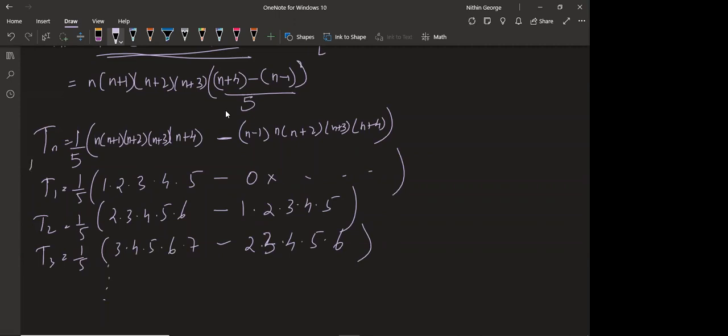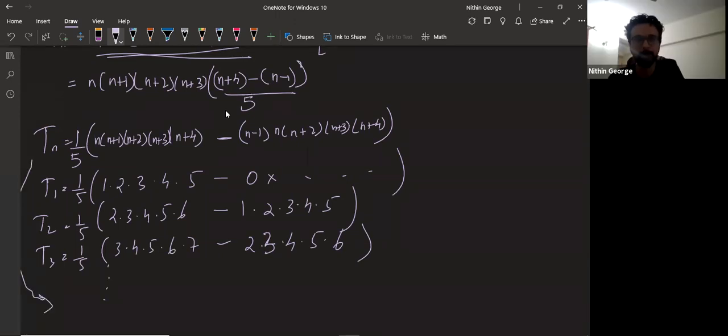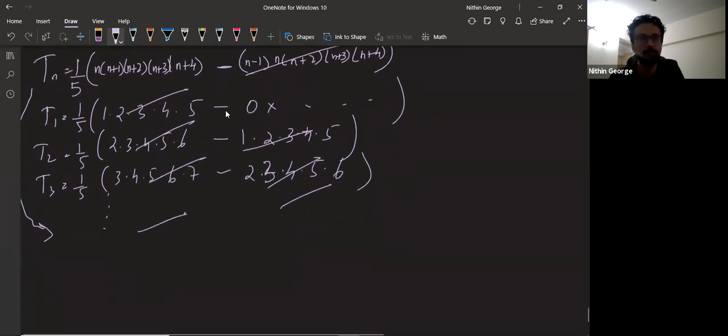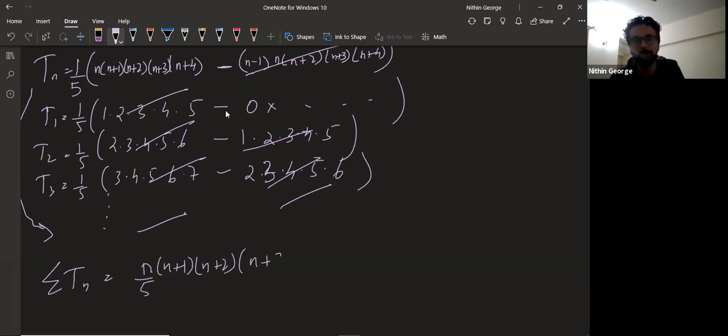Okay, till Tnth term will come here. So what happened? This term and this term will cancel out. 0 was anyway gone. This term and this term will cancel out. This term and this term will cancel out. Similarly, this term and this term will cancel out. This is the last row. Okay. So what I'm finally left with is summation of Tn will be 1 by 5 into n into n plus 1, n plus 2, n plus 3 into n plus 4. Okay, got this? Got how it's done?